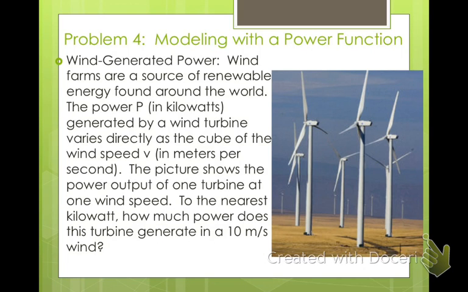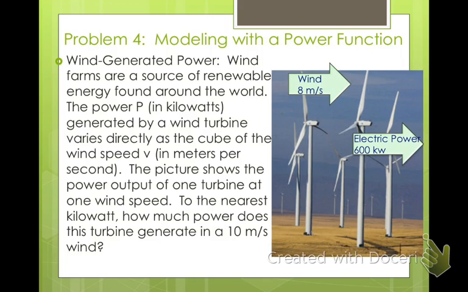So for modeling with a power function, we have a wind farm with a source of renewable energy found around the world. If you've never seen a wind farm, they're pretty cool. They're also very, very, very tall. The power P in kilowatts generated by the wind turbine varies directly as the cube of the wind speed in meters per second. So this picture shows the power output of one turbine at one wind speed to the nearest kilowatt. So when the wind is going at 8 meters per second, they're producing 600 kilowatts. So to the nearest kilowatt, how much power does this turbine generate at a 10 meter per second wind?